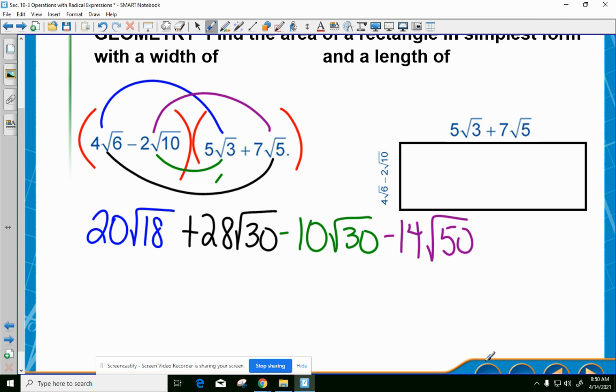Put them together. And then the second question would be, are there perfect squares in any of these square roots? If there are, you've got to find them. So that's two things you should be looking for.